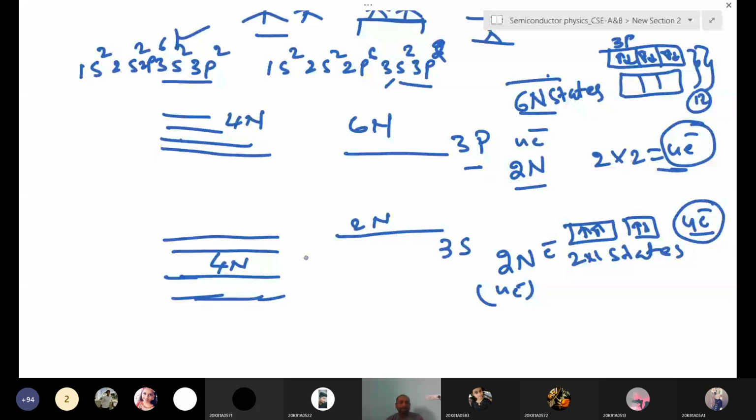The empty band is the conduction band, this filled one is the valence band, and the spacing between the two bands is called the band gap. Okay, this is a little confusing. Once we go through it again I will explain. Did you follow this one, the band gap?